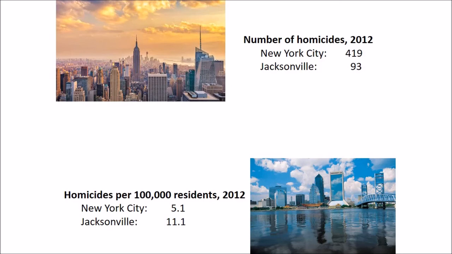Also, there are lots of ways that statistical claims or numerical claims can be misleading. In the top half of this chart, you see the number of homicides in 2012, New York City versus Jacksonville. And you can see that New York City had 419 murders in 2012. Now, that's a lot of murders.